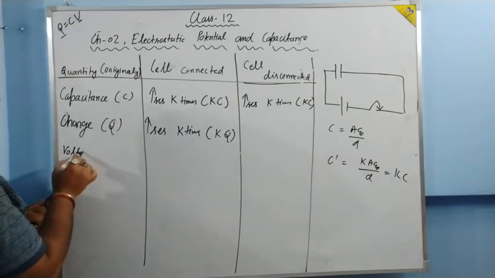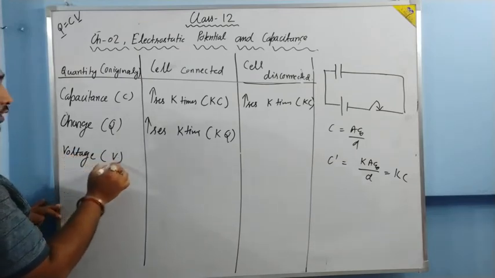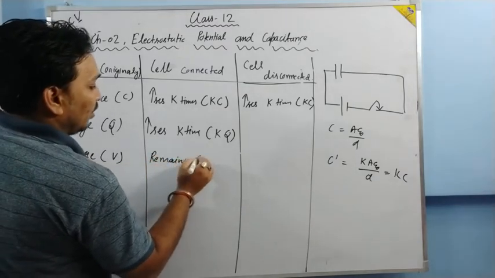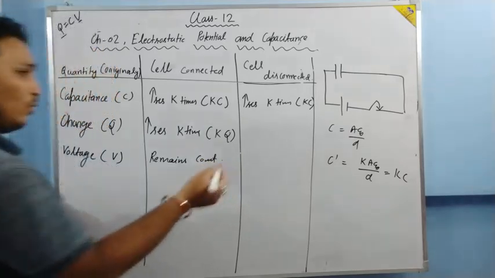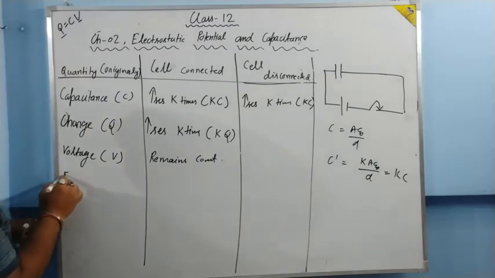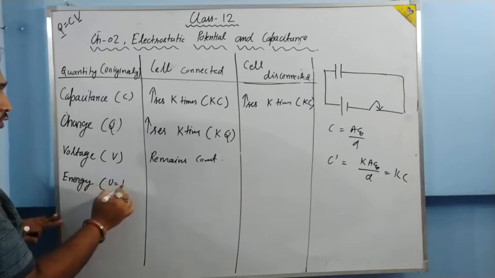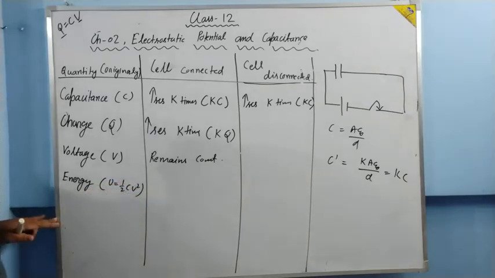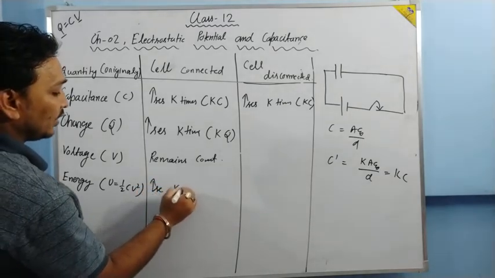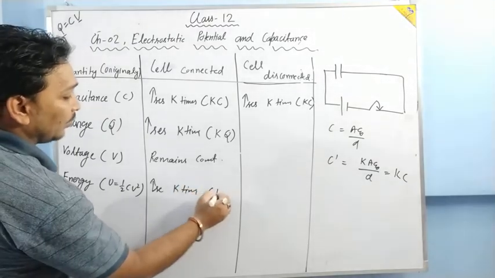Voltage. Since the cell is connected, therefore voltage remains constant. Voltage source is there, so voltage remains constant. Next one is energy. What is the formula for energy? U is equal to half CV square. V is constant, C increases K times. Obviously, the energy increases K times and it becomes K into U.